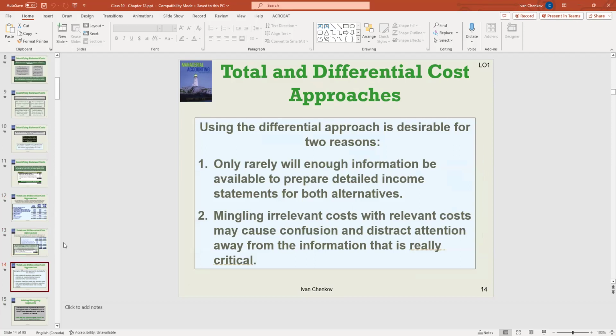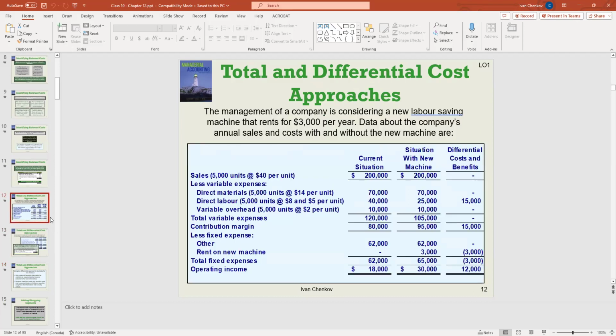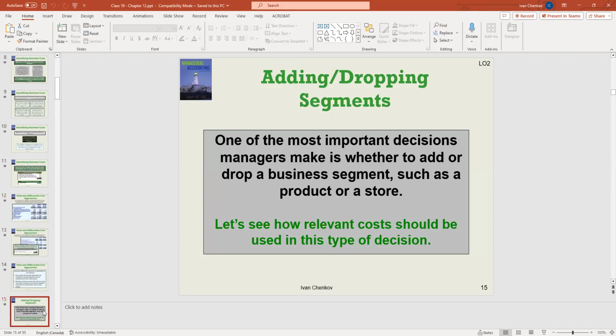The other thing is, when we prepare the full statement, we can easily mix relevant and irrelevant costs, especially in the fixed cost. We can easily include common costs versus the traceable cost to the product or to the unit. So one of the most important, let's start making decisions now. Once we know that we have to eliminate the costs which are not different between alternatives, we can use the differential approach. So let's start working here on the cases.